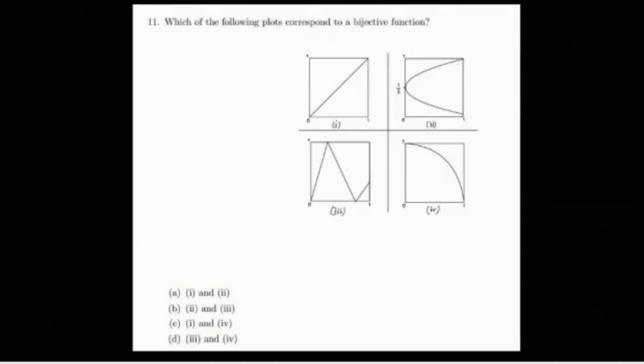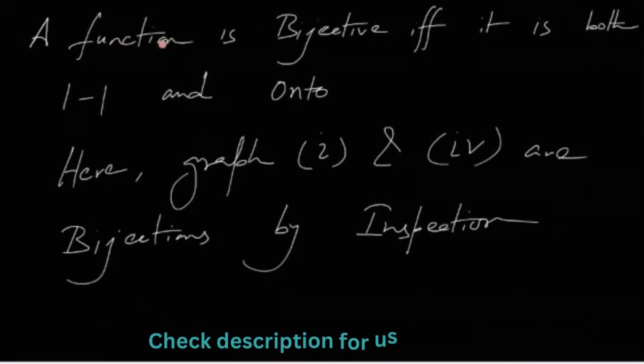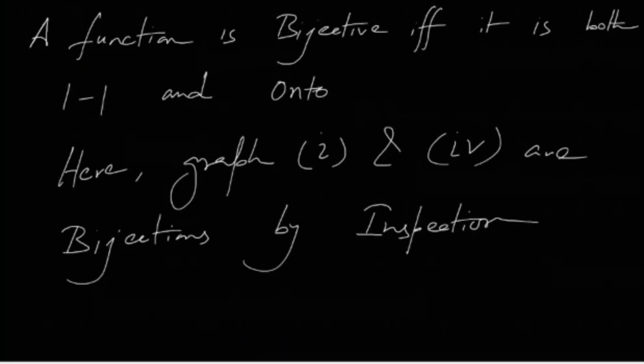A function is bijective if and only if it is both one to one and onto. That means it is both injective and surjective. Injective, or one to one, means that distinct elements in the domain must assume distinct images. That's the definition of one to one or injective. And onto means that each element in the codomain must have at least one pre-image. So basically bijection is combining these two properties.